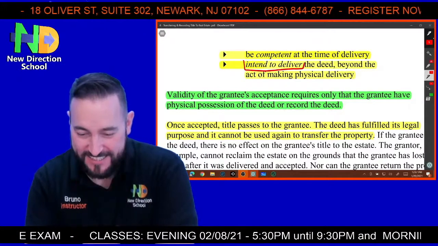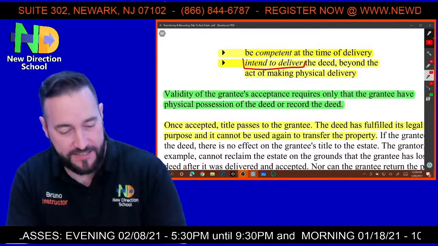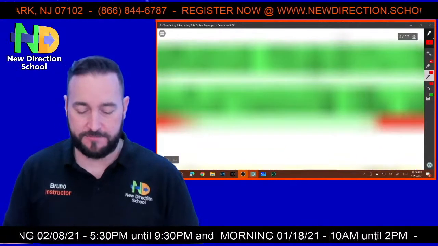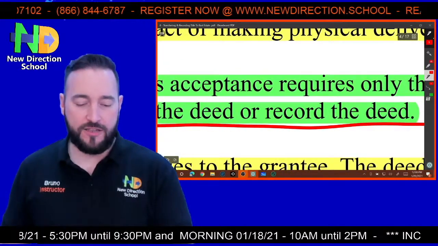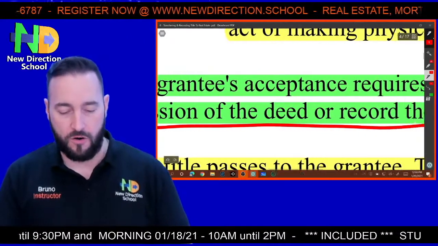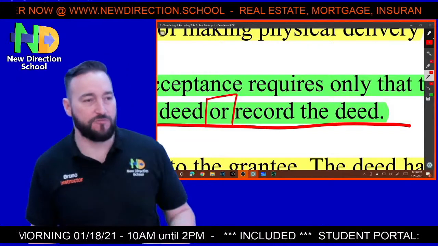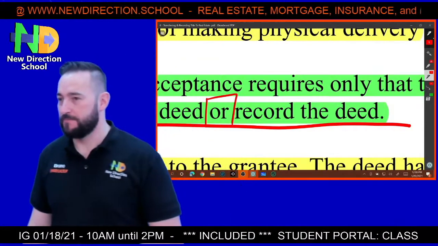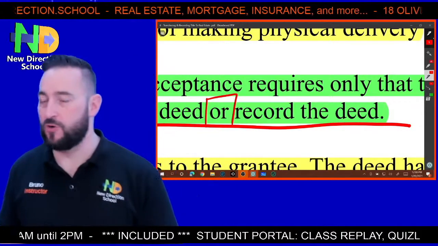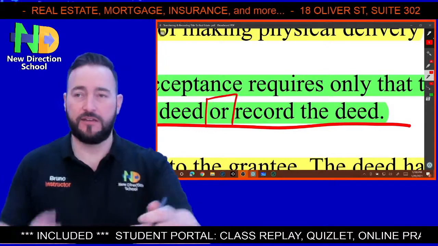Validity of the grantee's acceptance requires only that the grantee have physical possession of the deed or record the deed. What I want to show you guys right here is that I'm either in physical possession of the deed, and that's the first requirement, or record the deed. What I want to tell you guys right now is that recording the deed is not essential. I'm gonna mention that again in a little bit, but recording the deed is not essential. I don't have to record the deed in order for it to be valid. What I have to have is delivery and acceptance.